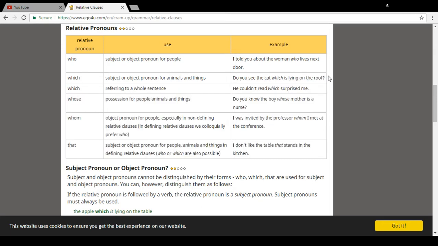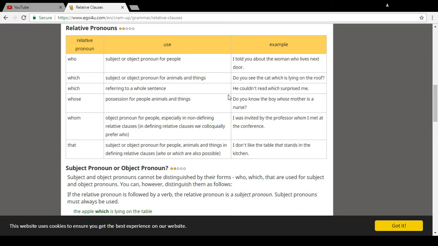He couldn't read, which surprised me. Kaže, on nije mogao čitati, što me iznenadilo. Znači, ovo which se odnosi na ovu čitavu ovdje klauzu. Znači, šta te je iznenadilo? Da ne može čitati. Dakle, analfabet, odnosno nepismeni. Do you know the boy whose mother is a nurse?